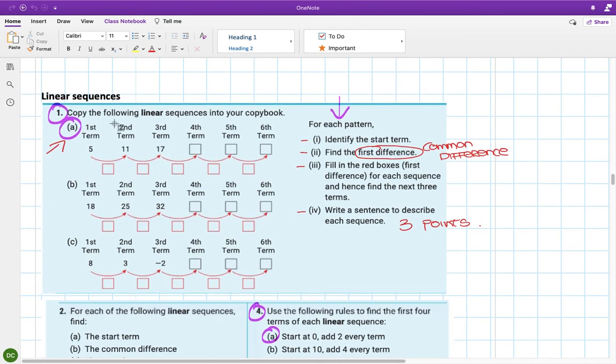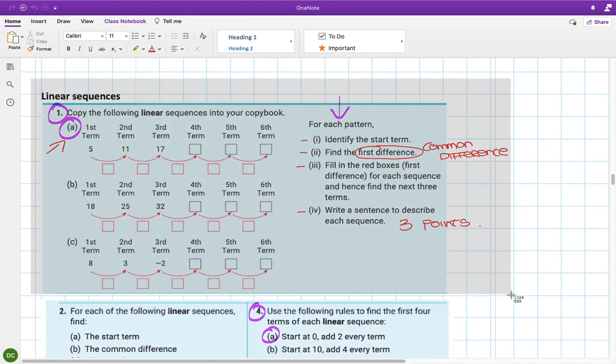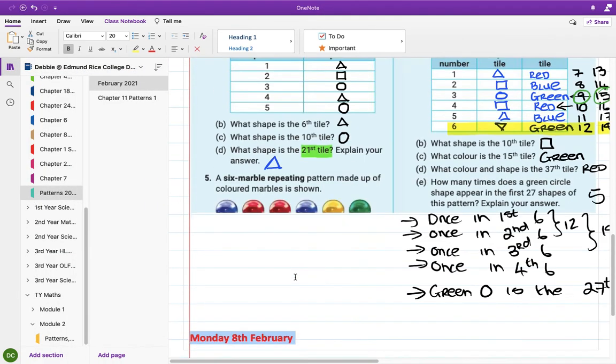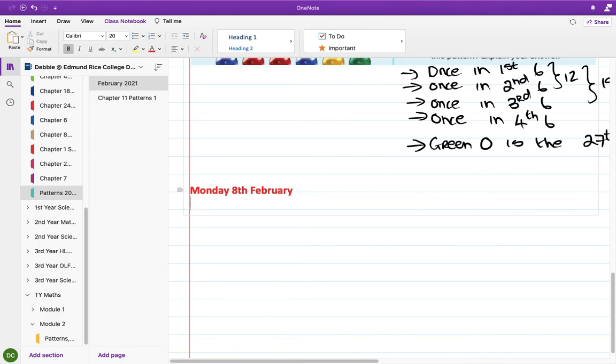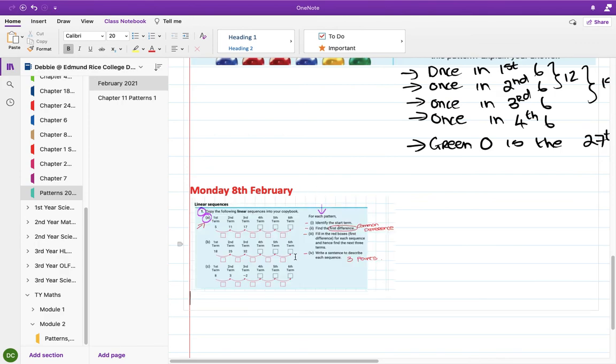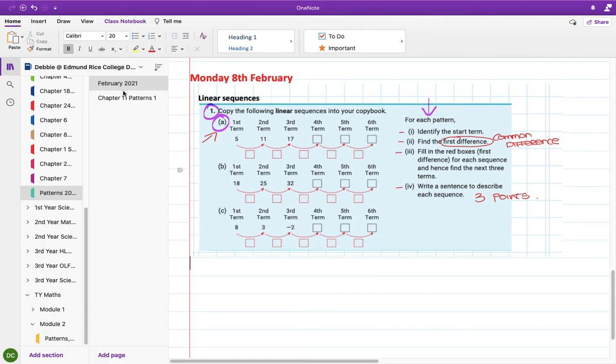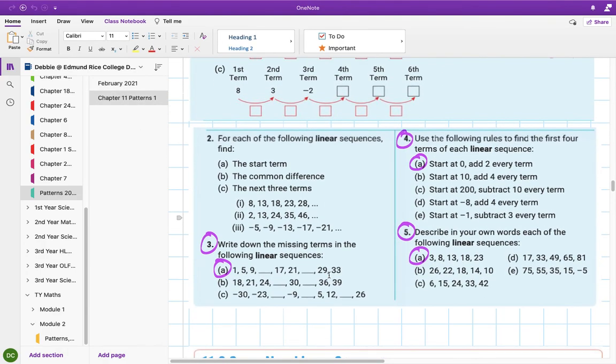Okay, I'm going to pop it into the journal. Good. And go back and get the other bit. Okay.